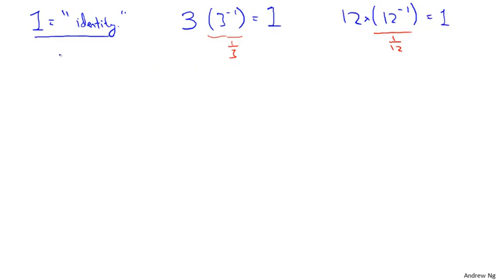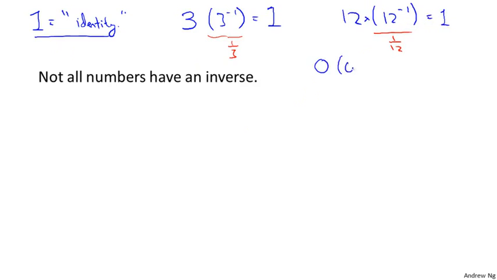Now, it turns out that in the space of real numbers, not everything has an inverse. For example, the number 0 does not have an inverse, because 0 inverse, so 1 over 0, is undefined. 1 over 0 is not well defined. And what we want to do in the rest of the slide is figure out what it means to compute the inverse of a matrix.